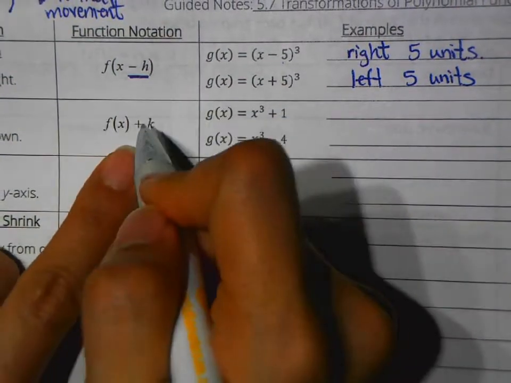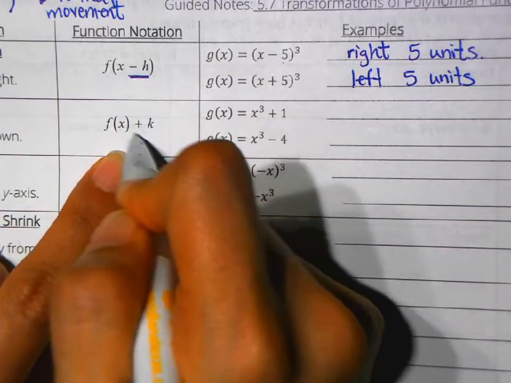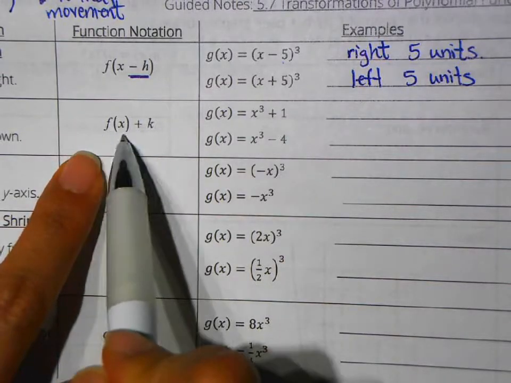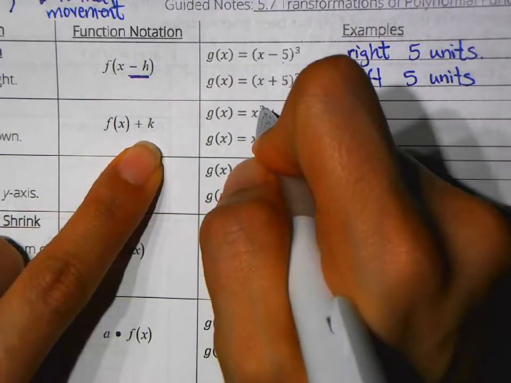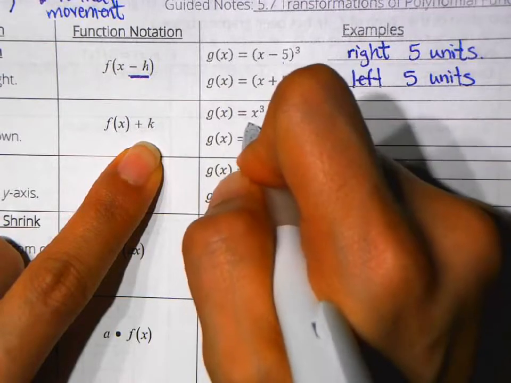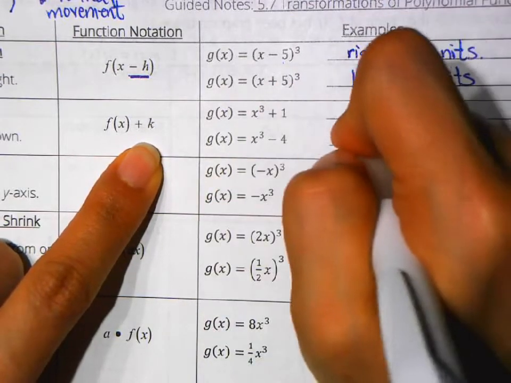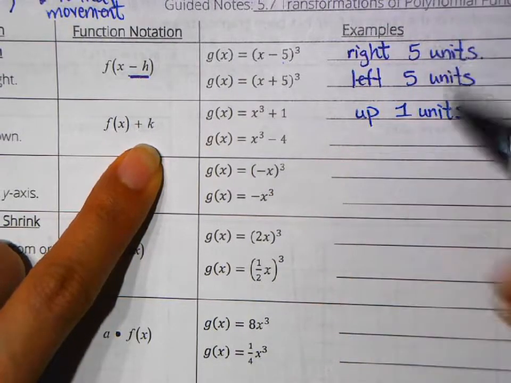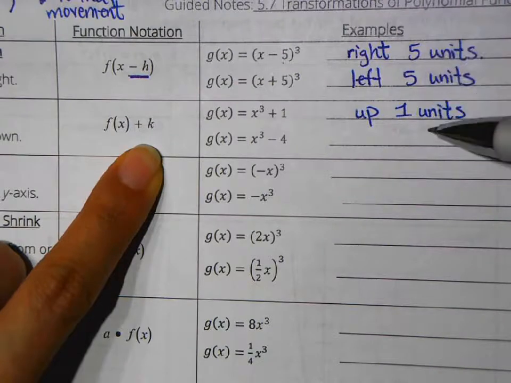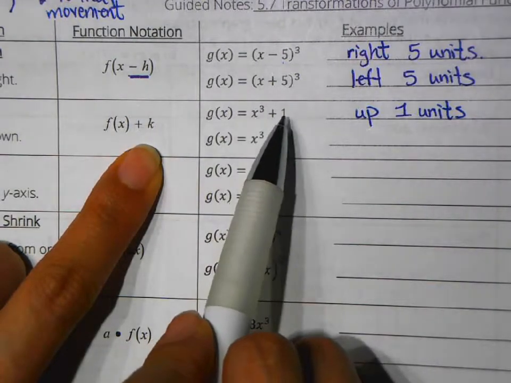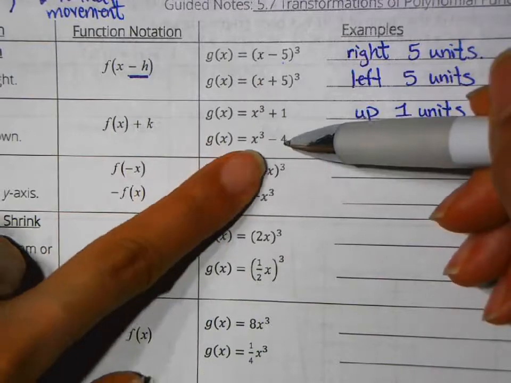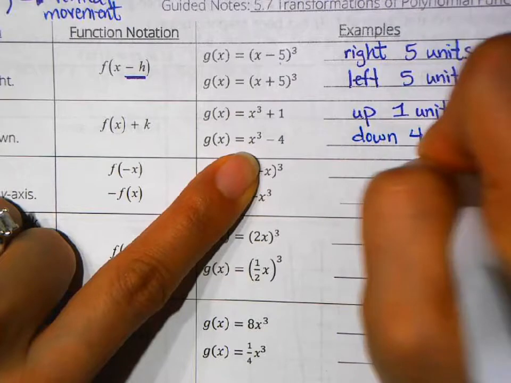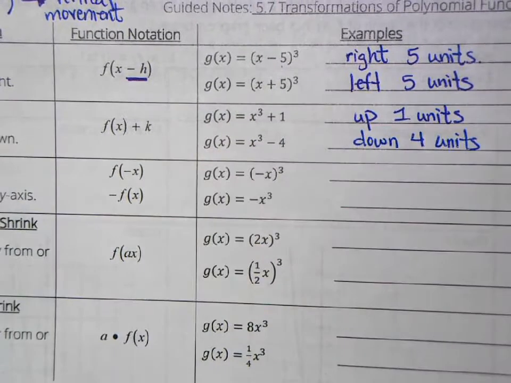Now, if you're adding or subtracting a number outside of the parentheses, or in this case, applying it to the whole equation, that's x cubed plus 1. The plus 1 is applied to the entire x cubed. That is moving up 1 unit. It is outside, it is a vertical movement, so an up or down movement, and it follows the sign. So when it says plus, it means to go up, and when it says minus, it means to go down. So in the second one, it will be down 4 units.